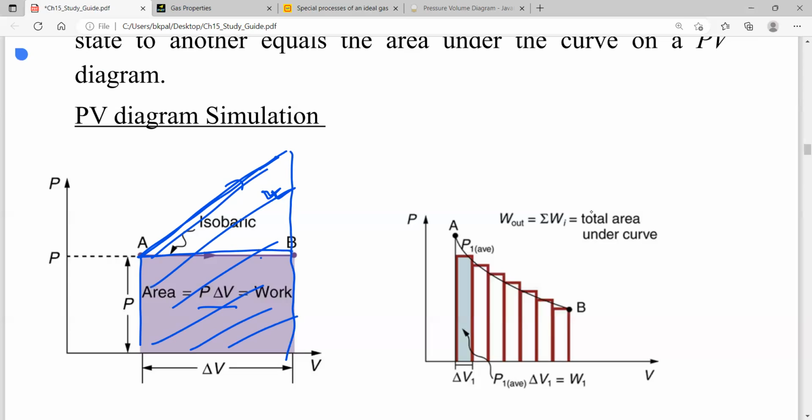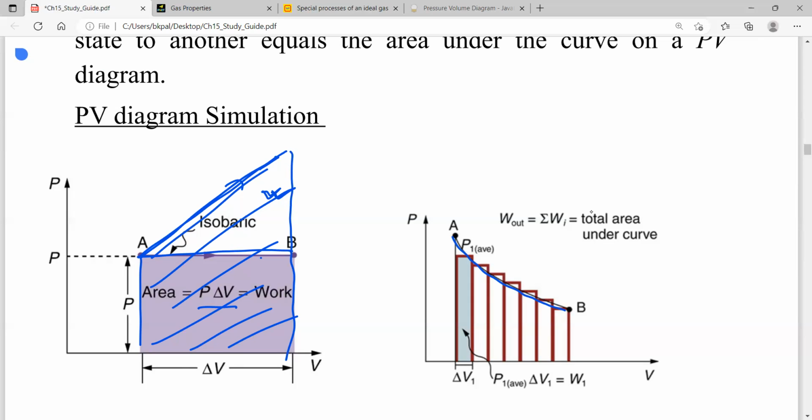Now this one, the right one, is a little bit complicated, because this is not a simple graph. The area of a triangle, a rectangle or a trapezoid is easy to determine, but when we have a curve, it's difficult to determine the area under the graph. Even though it is difficult to determine exactly, we can approximate it by dividing this curve into small areas, and then determining the area of those small rectangles.